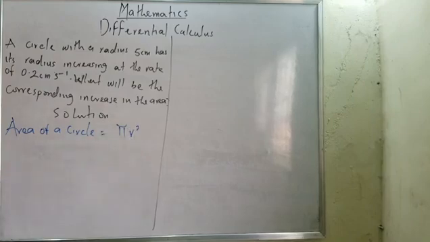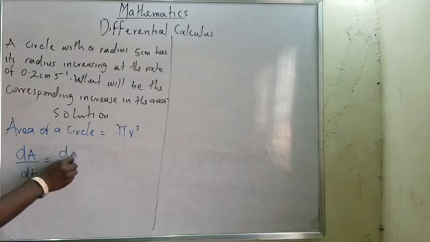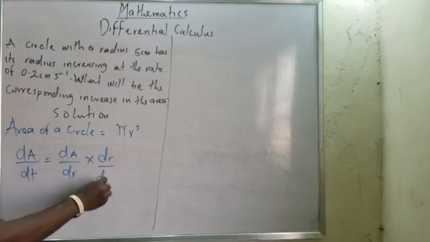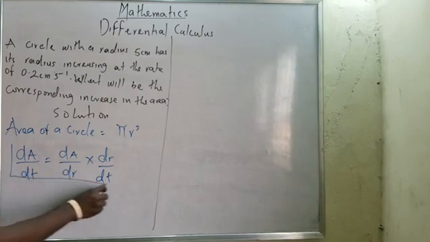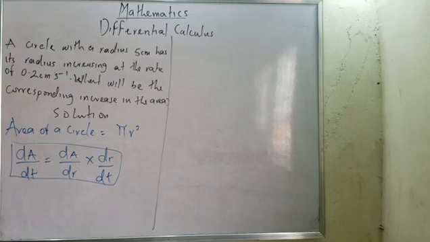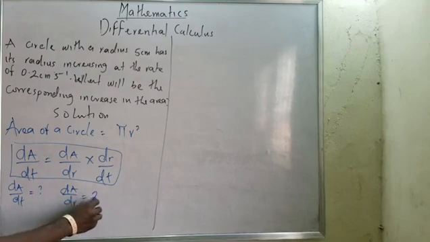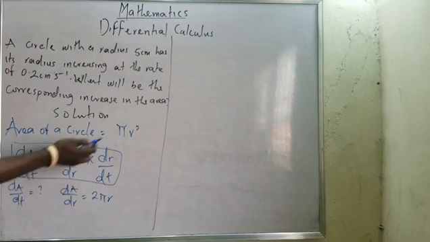I will now say that the area with respect to time will be equal to the derivative of the area with respect to r, multiplied by the derivative of the radius with respect to time. That is the formula that will connect them together. Please take a look at it. Now, since I know that, it means what is my dA/dt? I don't know it, but I know that dA/dr is 2 pi r, which we all know is the circumference. If I differentiate the area, I'll have the circumference of a circle.